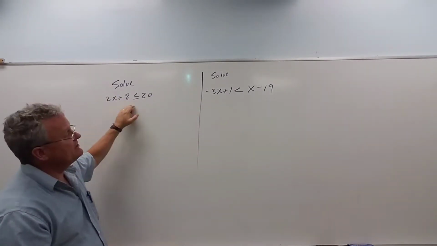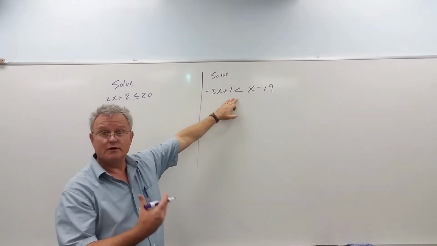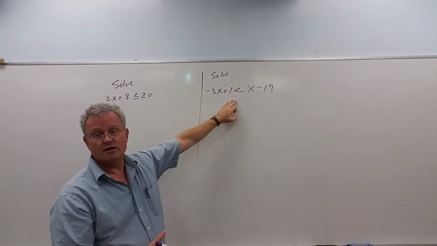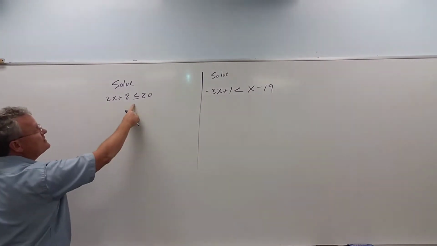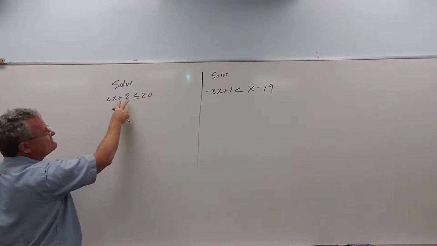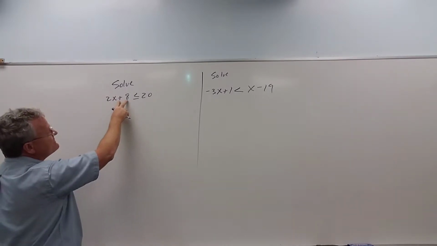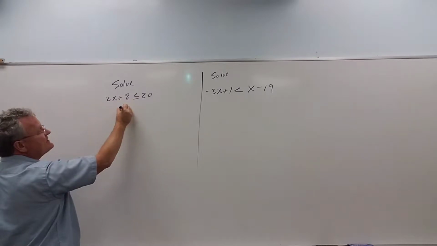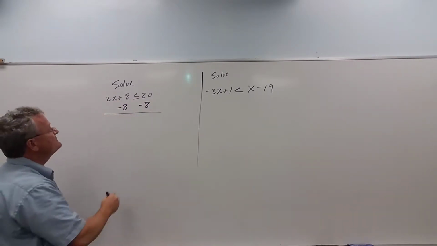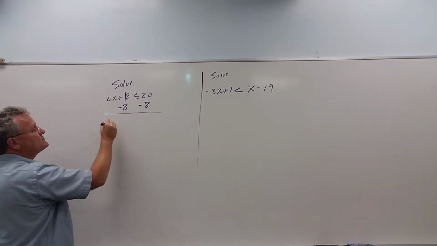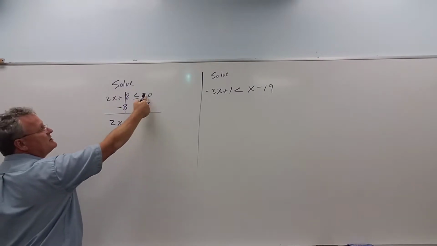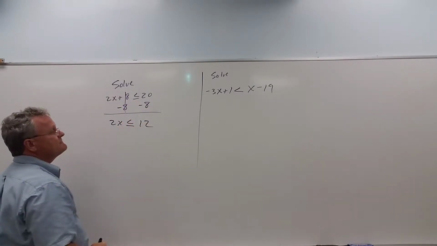That's not going to happen here, but it will happen here. So let me do one case where we don't have to reverse the inequality and one example where we do. So here, again, we solve just like we do equations. We need to get x by itself. To get rid of 8, because 8 is added, the opposite of adding 8 is subtracting, and we subtract 8 from both sides. The 8s cancel, we're left with 2x. Leave the same inequality. 20 minus 8 is 12.